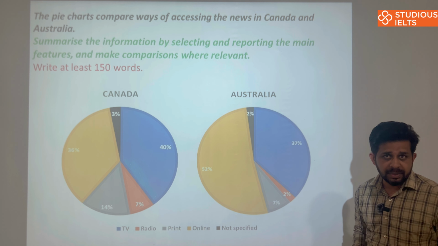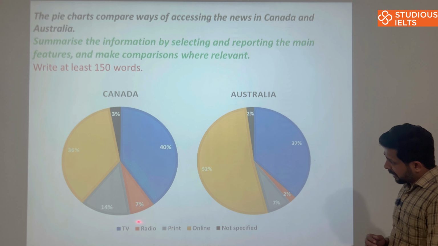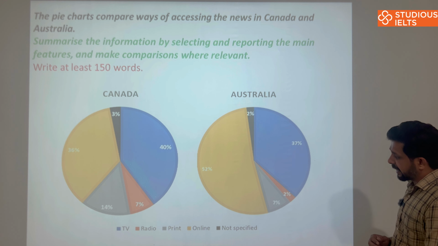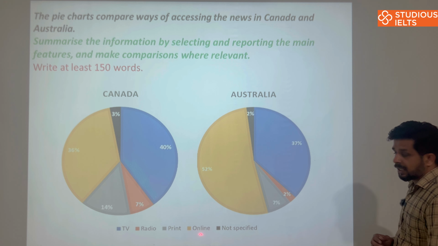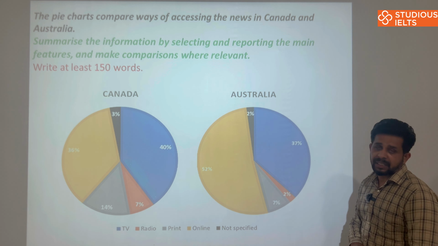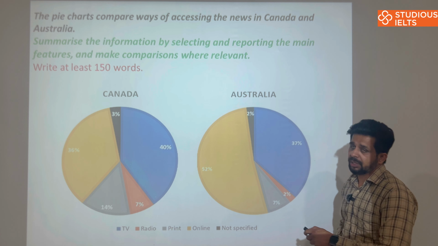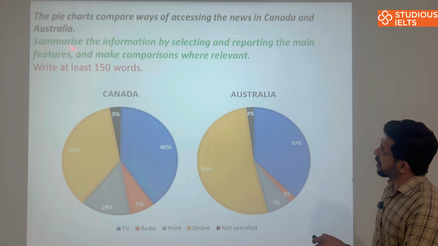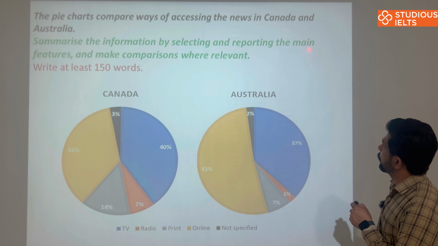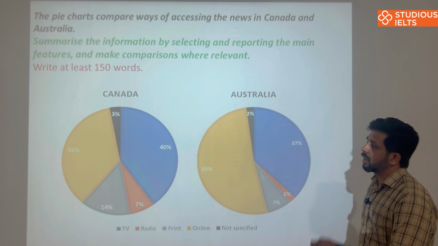Which are those different mediums? It has been mentioned at the bottom of your image. Firstly, it is TV, then radio, then print, then there is the online method, and finally there is something which is not specified. Then we read the second part of the question. It asks us to summarize the information by selecting and reporting the main features and make comparisons where relevant.